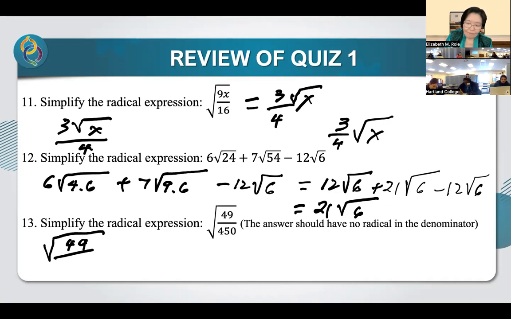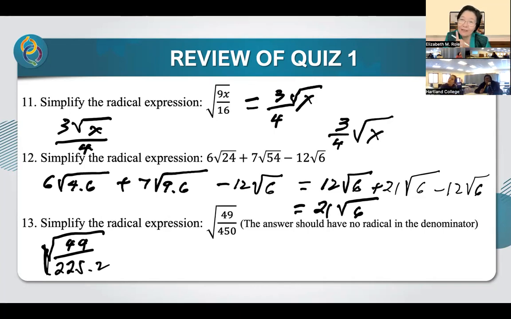9 times 50. But with 50, you can still get another perfect square, which is 25, right? 50 is also 25 times 2. So the square root of 450 can also be 225 times 2, correct? Because 225 is a perfect square.